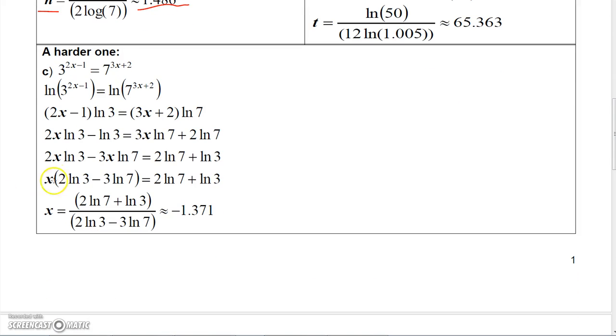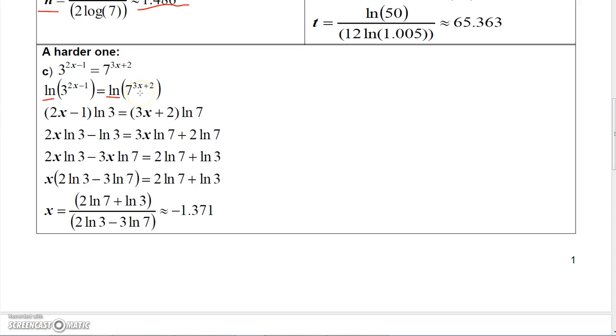Okay, this one, when you have unknown exponents on both sides, that makes the problem quite a bit more difficult. So here I have 3 to the 2x minus 1 equals 7 to the 3x plus 2. So what I'm going to do is I'm going to take the natural log of both sides, and then using my log property, I can write this as 2x minus 1 times natural log of 3.